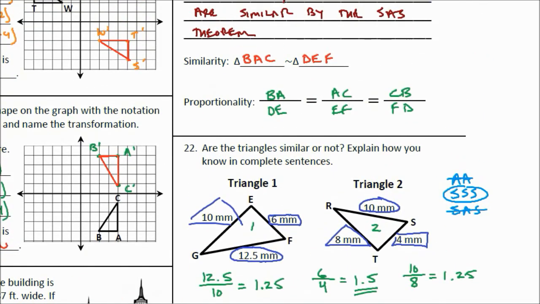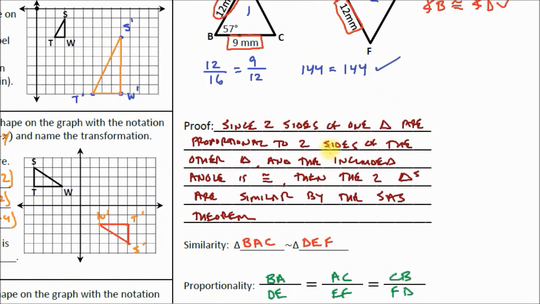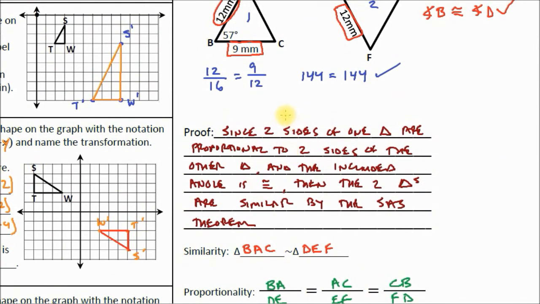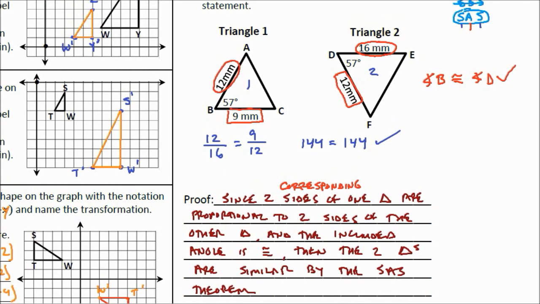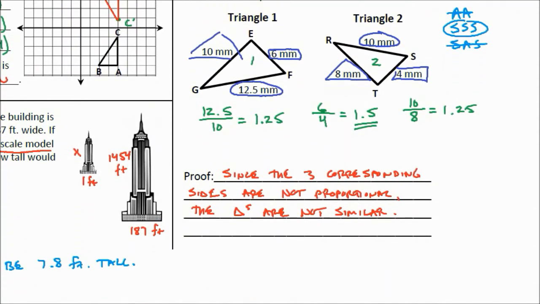Let's go back to the previous one. Okay, I should have probably added this word. It's not as critical for SAS, but let's add this. Since 2 corresponding. The reason it's not as critical, well, no, we should say corresponding because what if you matched up the wrong sides? What if you compared 12 and 12 and 9 and 16. You would not have had similarity. So this should have been, since two corresponding sides of one triangle. In this case, we have proven they are not similar because the corresponding sides are not proportional.